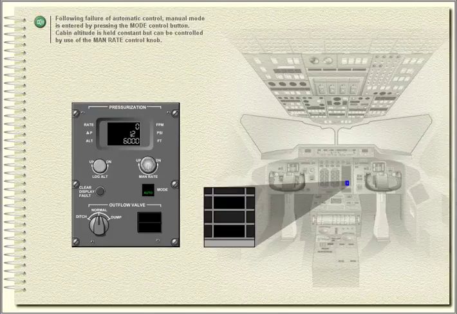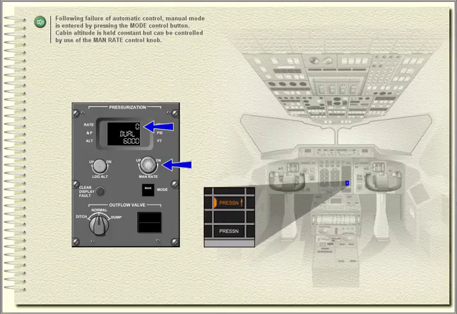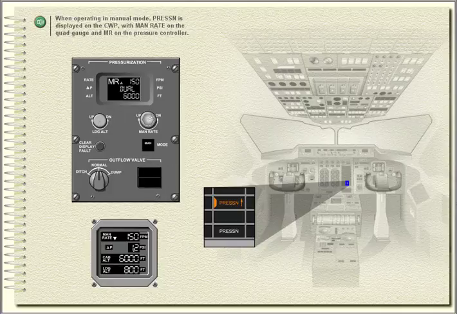Following failure of automatic control, manual mode is entered by pressing the Mode control button. Cabin altitude is held constant, but can be controlled by use of the manual rate control knob. When operating in manual mode, Pressurization is displayed on the central warning panel, with Manual Rate on the quad gauge and MR on the pressure controller.